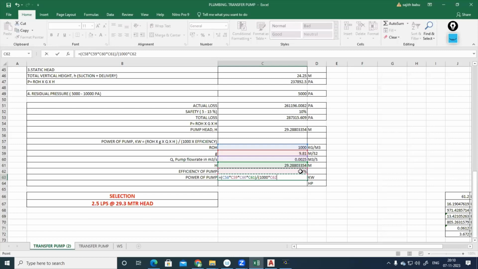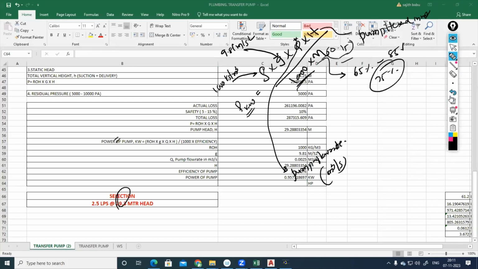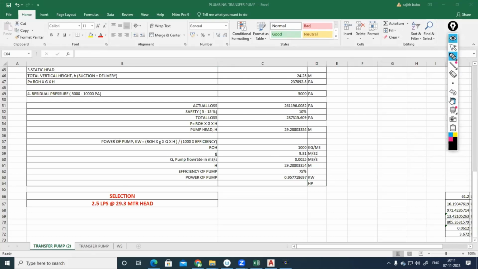So if you are doing manually, efficiency you can keep as 0.75, so 0.95 kilowatt, 1 kilowatt pump. But we need that in horsepower, pump HP, shaft power. 1 HP is equal to 0.746 kilowatt.